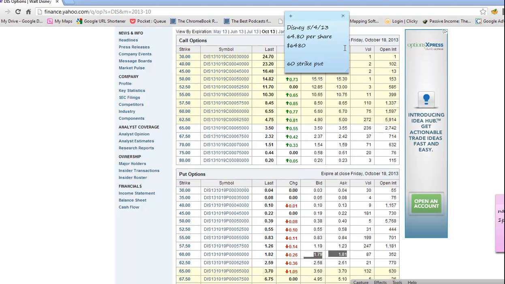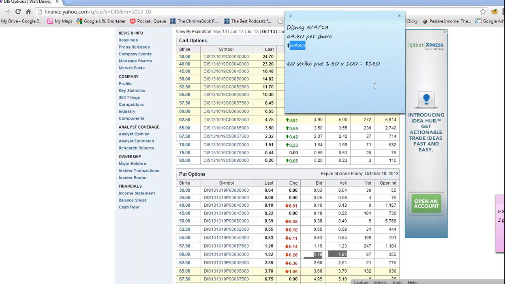for $1.80, or times 100 equals $180. So I'm going to buy, on my $6,400 or almost $6,500 of Disney stock, an insurance policy that limits my loss to $4.80 per share for $180, because that's the premium I'm paying.